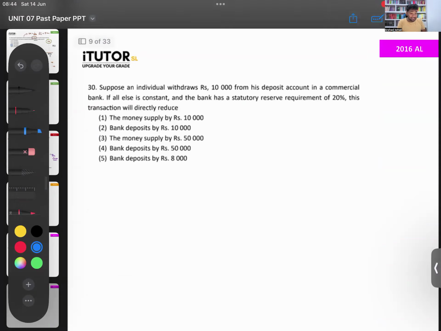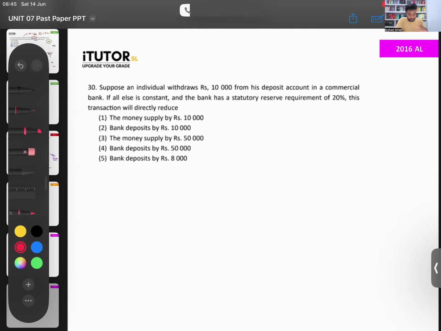2016, question number 30. The question is saying, suppose an individual withdraws 10,000 from his deposit account in a commercial bank. If all else is constant, the bank has a SRR of 20%. This transaction will directly reduce money supply and bank deposits. Interesting question. Okay, so listen.